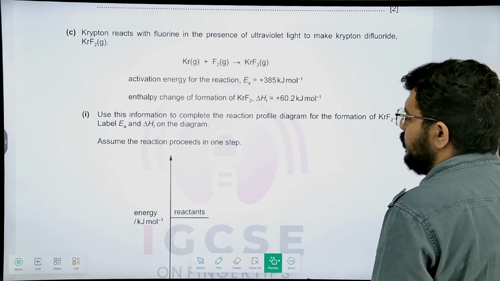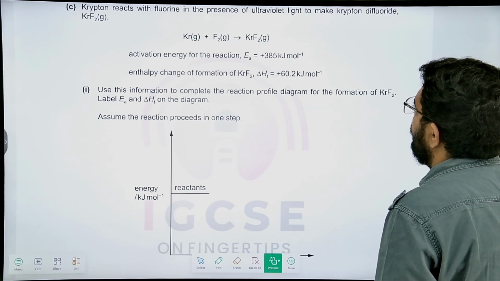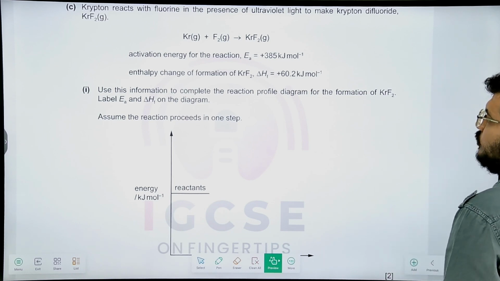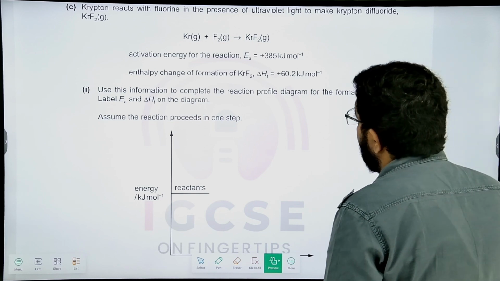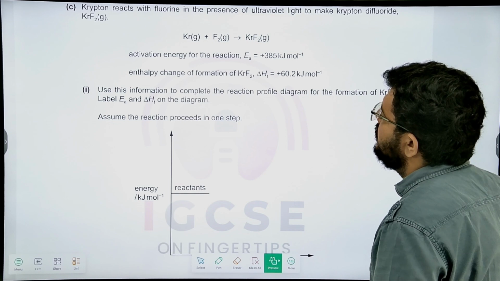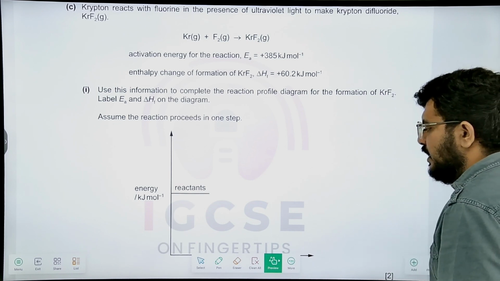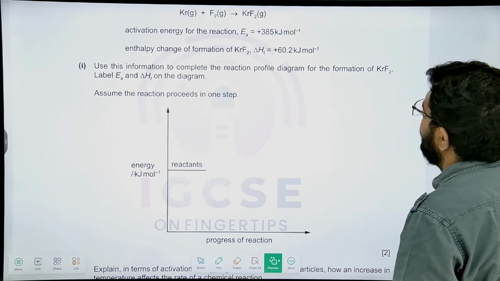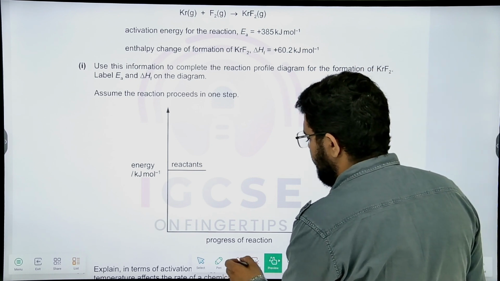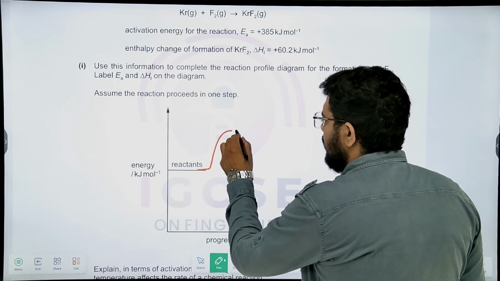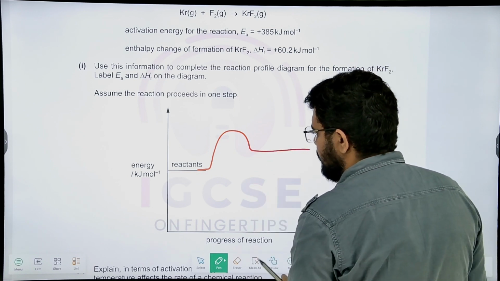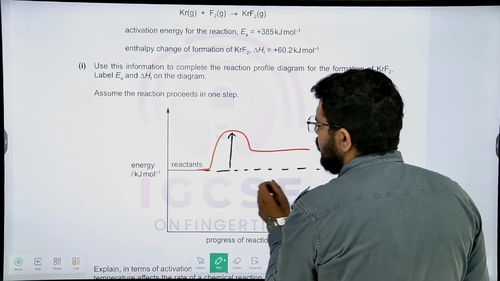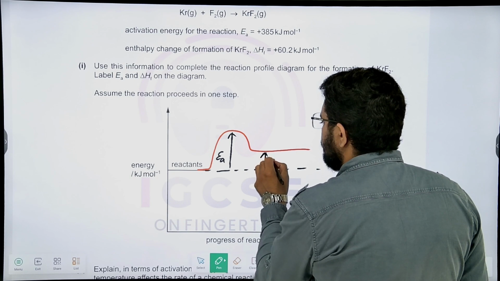Then krypton reacts with fluorine in the presence of ultraviolet light to make krypton difluoride, KrF2. Okay. Activation energy is 385 kilojoule per mole, so endothermic. Enthalpy change of formation plus 60, so again endothermic. Use this information to complete the profile diagram for the formation of KrF2. Label EA and HF in the diagram. So what you will do, reactants, this is your activation energy and this is the energy with products. I will label it, this is the activation energy, right? You can draw a dotted line. So this is EA and this is delta H.